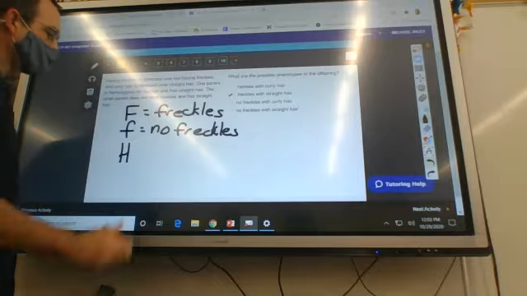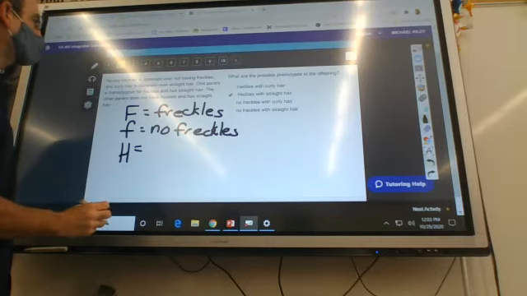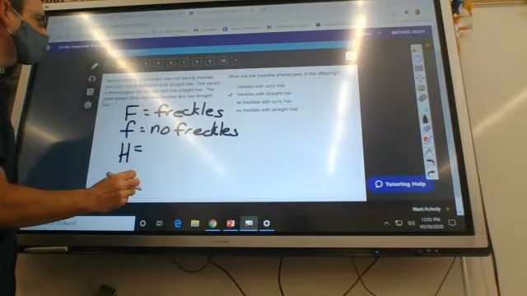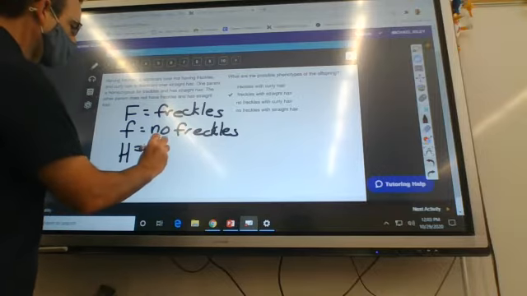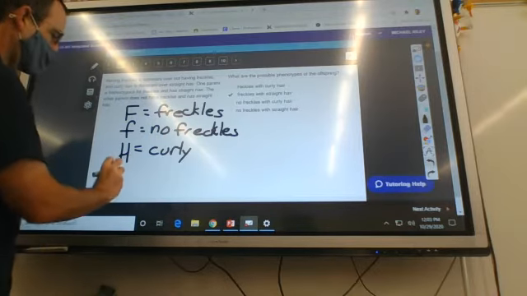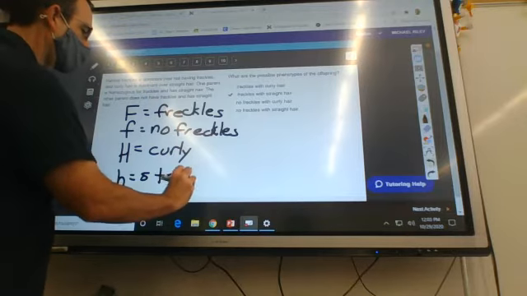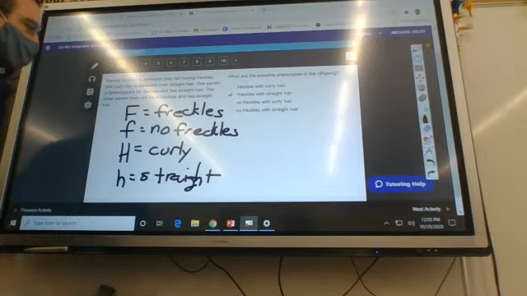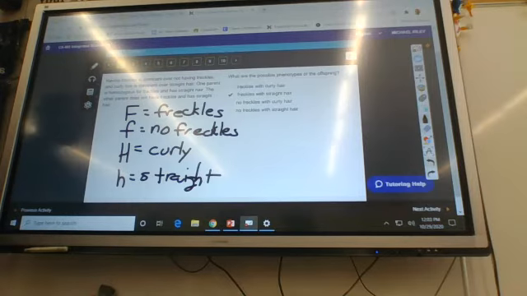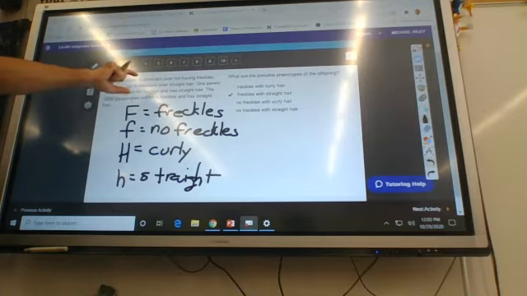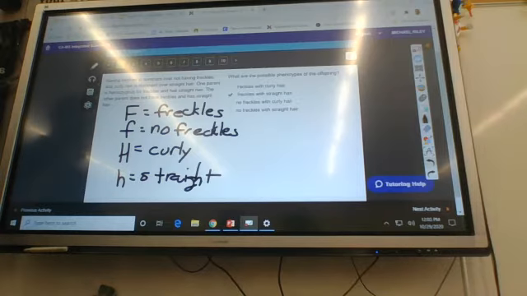It doesn't matter what letter, but curly hair is dominant. So this is curly, and this is straight. Okay, so I actually write that down. Trying to go right off of this is too much information. You have to break it down into pieces.